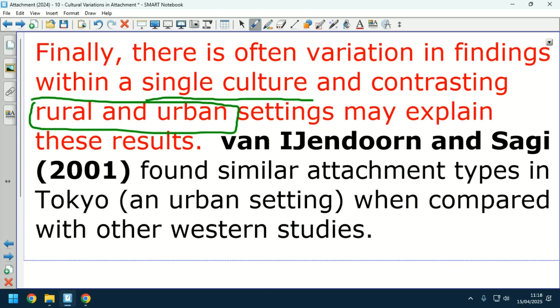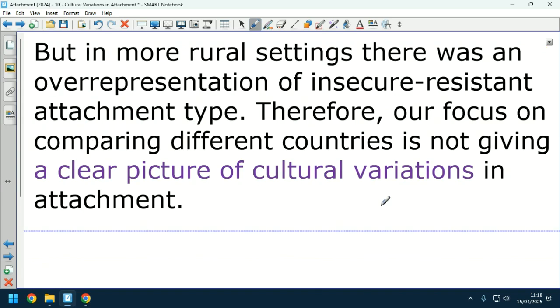For example, we see the attachment types in Tokyo, which is considered to be urban, actually being very similar to other places such as the United States and Britain. And it's in contrast to the rural settings where there's an overrepresentation of insecure resistant types. Okay, so possibly what we have here is that when we start looking at different countries, it doesn't actually give us a clear picture of cultural variations, because within the same country there may be big differences.